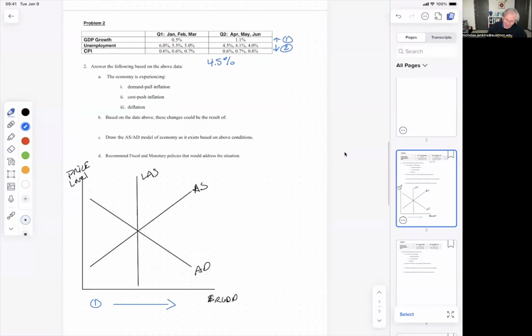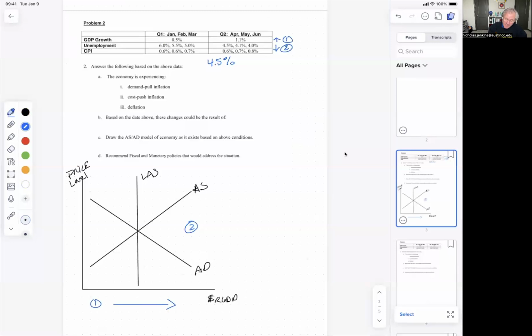which means that we must be on the right side of long run aggregate supply. It means that we're over here because remember, if the unemployment rate is below the natural unemployment rate, that means that we are above full employment. We're using more labor than we would expect to be using with the economy at potential GDP. And that means that real GDP must be greater than potential GDP. So that's what gets us on that right side.